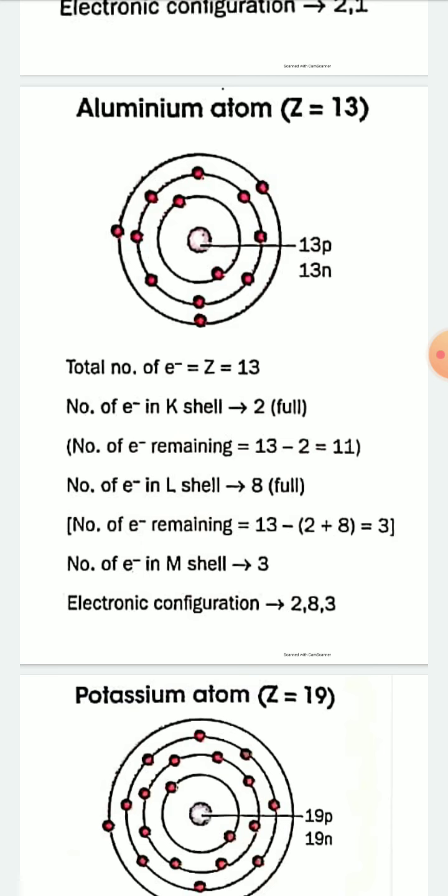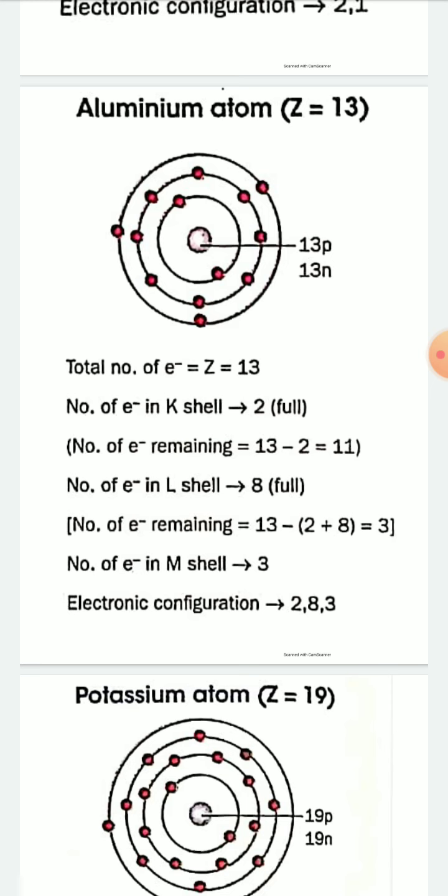According to the 2n square rule, you know that the first cell can accommodate a maximum of 2 electrons. So first, in the K cell of aluminium, give 2 electrons. Now the remaining electrons are 13 minus 2, that is 11. Now you have to give the remaining electrons in the next cell, that is the L cell, and according to the 2n square rule, the second cell can accommodate a maximum of 8 electrons. So now give 8 electrons in the L cell. Now again count the remaining electrons.